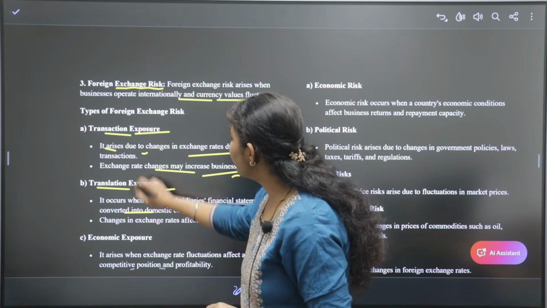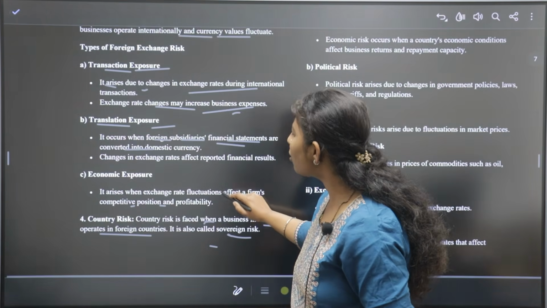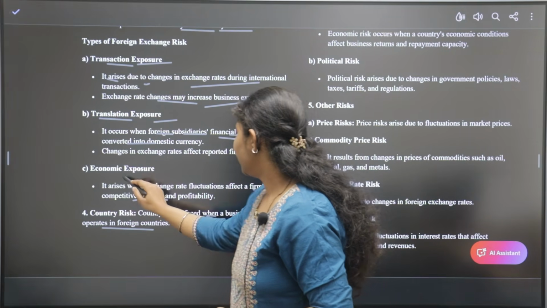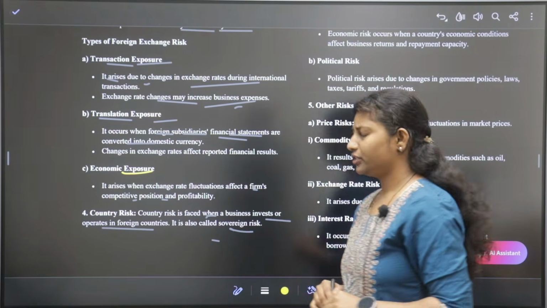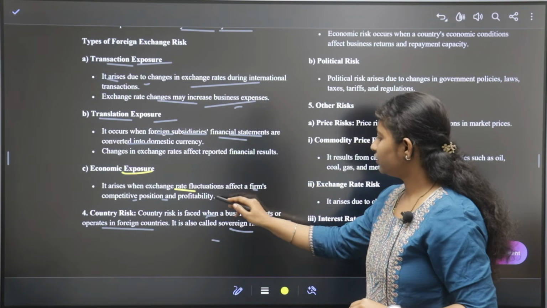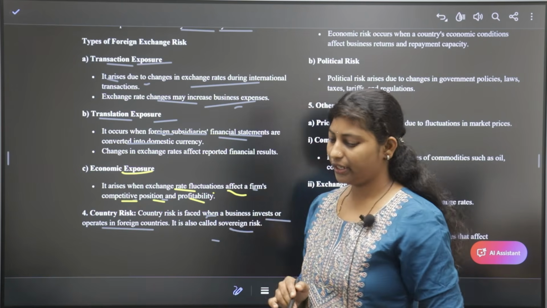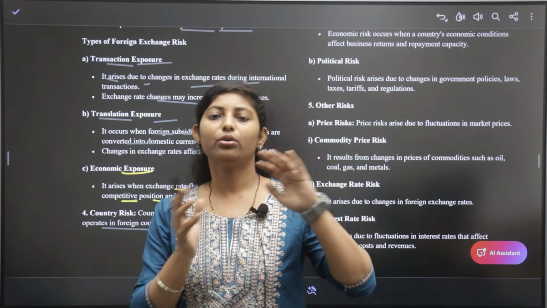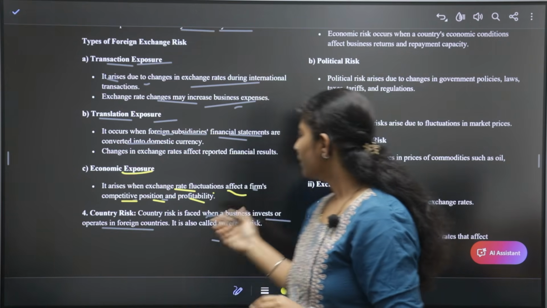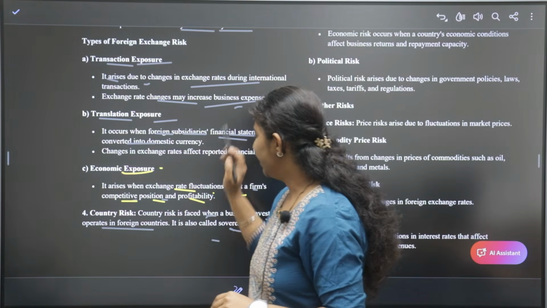Next we have the third type of exposure under foreign exchange risk, which is economic exposure. Economic exposure is nothing but changes in economic conditions. It arises when exchange rate fluctuations affect a firm's competitive position and profitability. Here the exchange rate directly affects our firm's competitiveness, profits, and values, because of economic conditions.